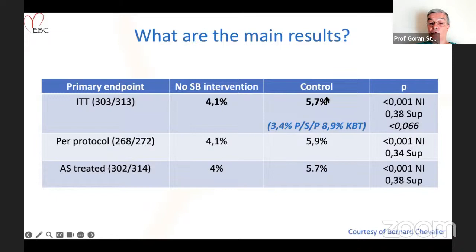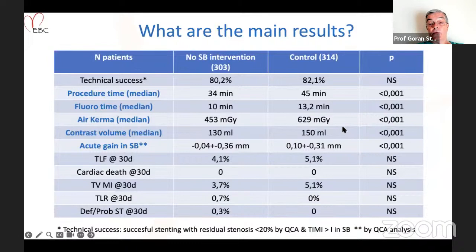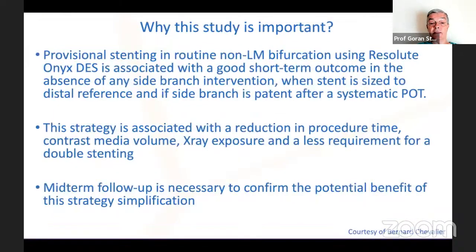And within the control group, there was, of course, some trend for lower rate of MI with POT-side-POT versus kissing balloon inflation. Of course, as expected, in no side branch intervention, there was shorter procedure time, less fluoro, less radiation, less contrast, and acute gain seems to be slightly smaller if no side branch intervention is done.